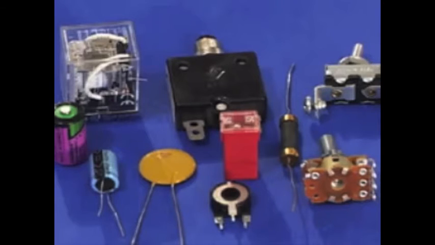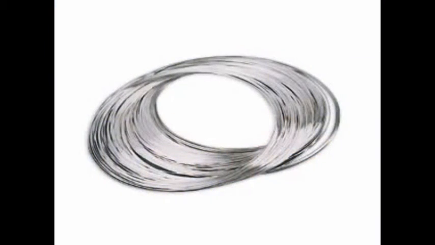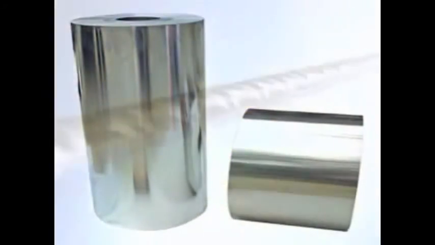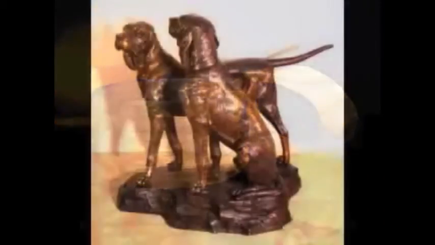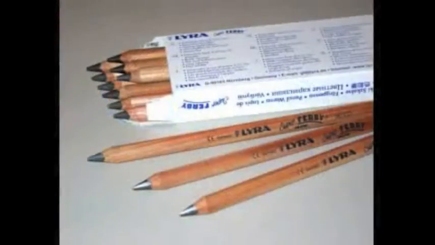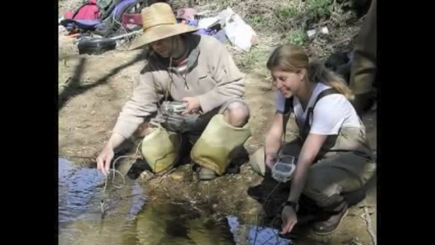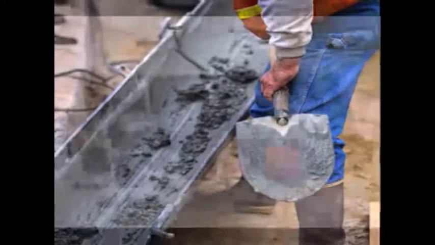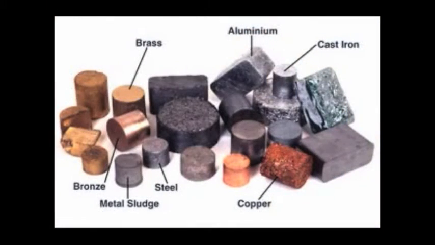Here are a few common examples of conductors. Silver, copper, gold, aluminum, iron, steel, brass, bronze, mercury, graphite, water with dissolved impurities, and concrete. In general, metals are the best conductors of electricity.